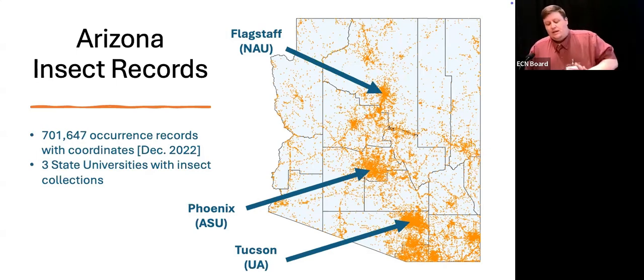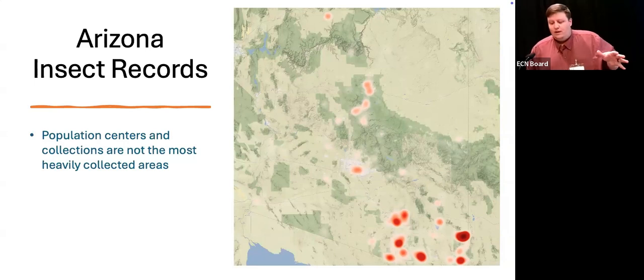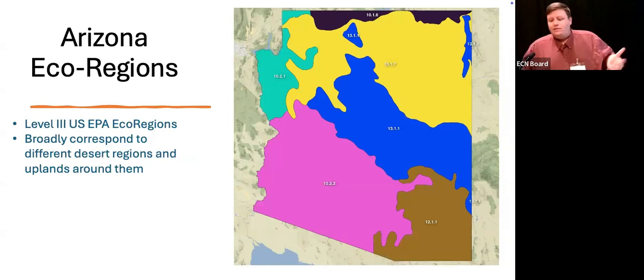But if we look at this, instead of just dots overlapping each other, as a heat map, the population centers hardly even register. And we can see that all of the records are in the southeast corner of the state. Well, so again, how can we start to quantify this across areas? And so one way we can regionalize the state is to look at ecoregions. So these are the US EPA ecoregions that more or less correspond to the different deserts in the state, as well as the uplands that separate them.